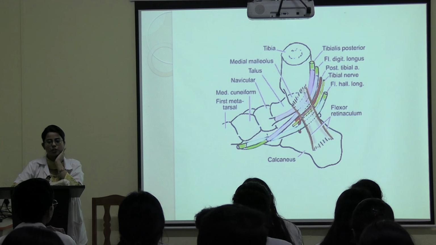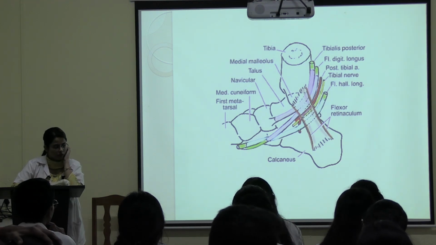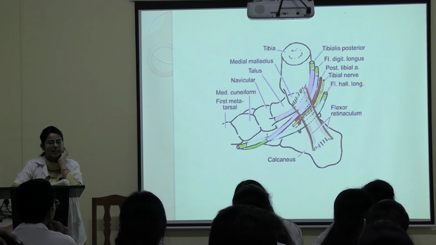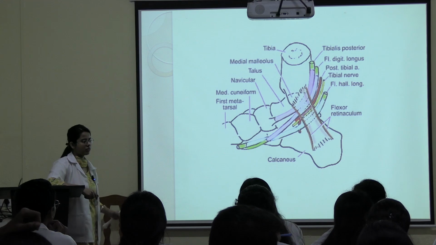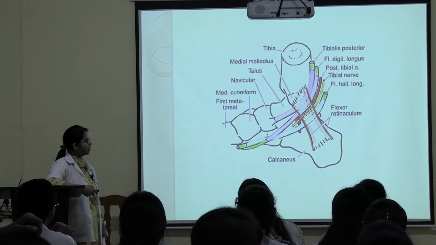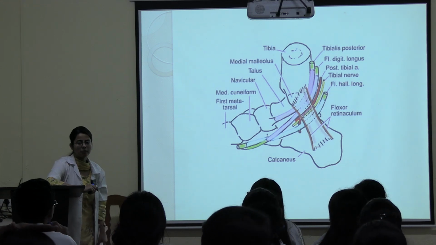Anterior tibial artery. Which nerve? Deep peroneal nerve. Okay, and then extensor hallucis longus, yes, and then peroneus tertius. These are the anterior relations of the lower end of tibia.